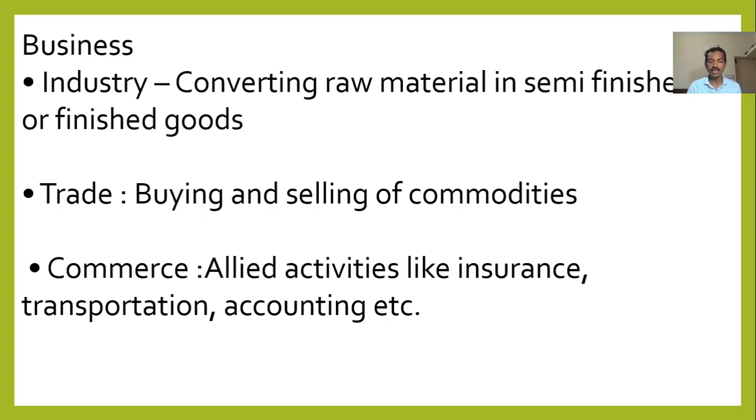And the last one is commerce. Industry requires allied activities like insurance, transportation, accounts, and finance. These all come under commerce. Therefore, business will be of three types: industry, trade, and the last one, commerce.